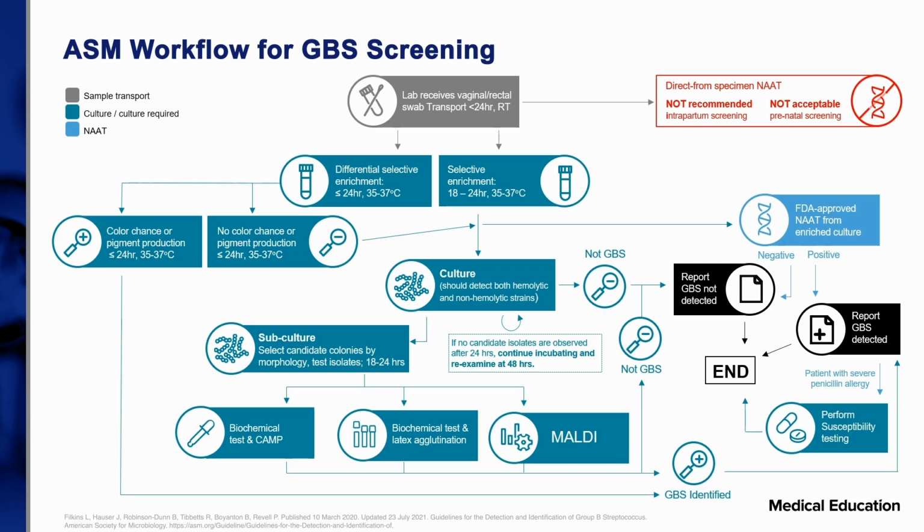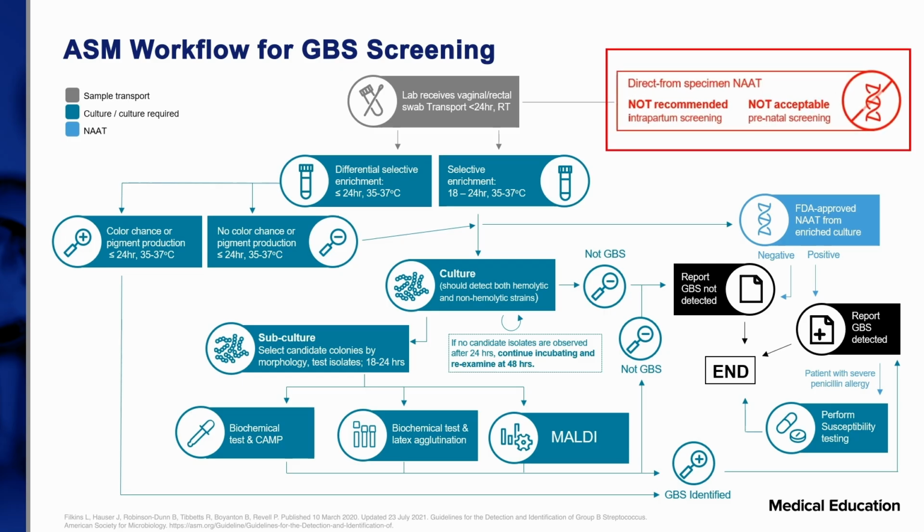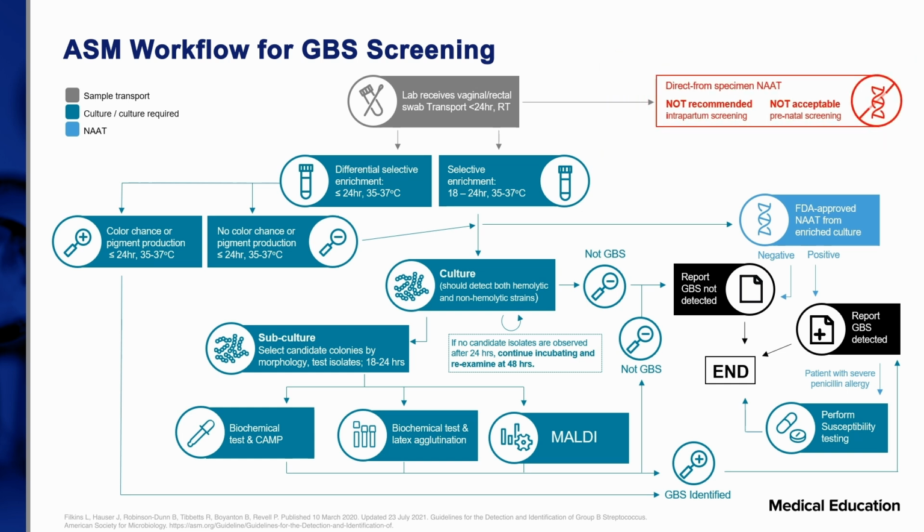I think importantly, and why I kept it for last, if you go all the way directly over to the right from the top, from the lab receiving, direct from patient NAAT is not recommended because it's not sensitive enough, right? So that enrichment step needs to occur before any workup of GBS can be done, because it's just not sensitive enough to pick up many of the cases. And even if it would pick up many of the cases, the issue is that it will miss cases, and so you will lack that sensitivity that's so important in a screening test.